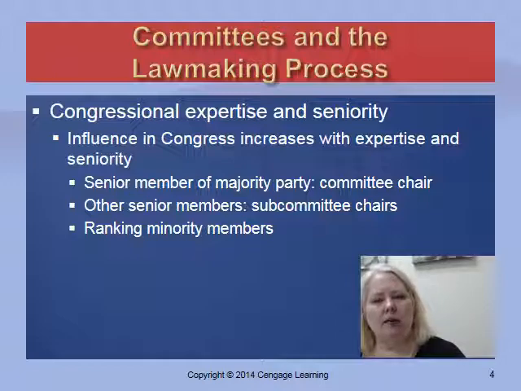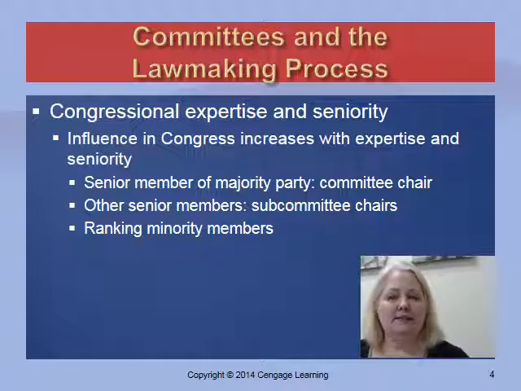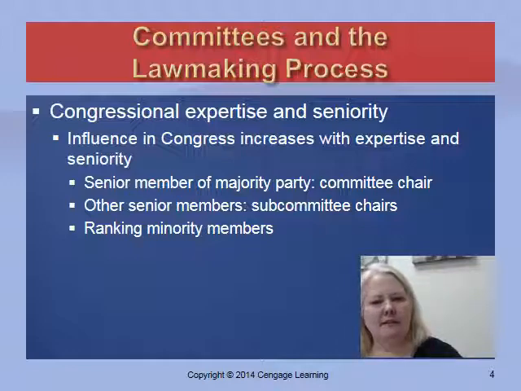Also important in the lawmaking process is congressional expertise and seniority. Influence in Congress increases with expertise and seniority, just like it would in the workplace. If you've been working at McDonald's for 10 years and you have more experience working there than someone who just started, obviously, then you have seniority. It's the same in Congress. Whoever's been elected for the longest, those people have seniority.